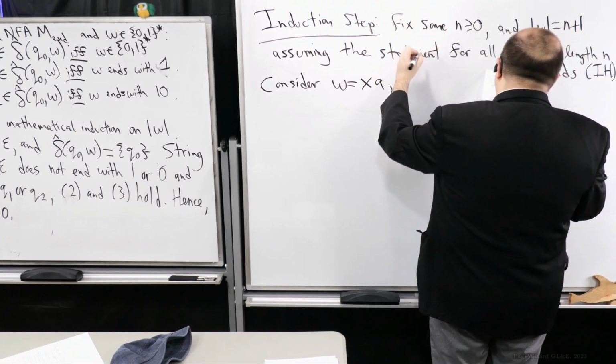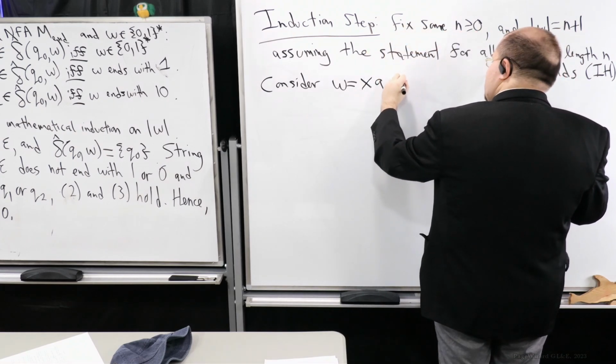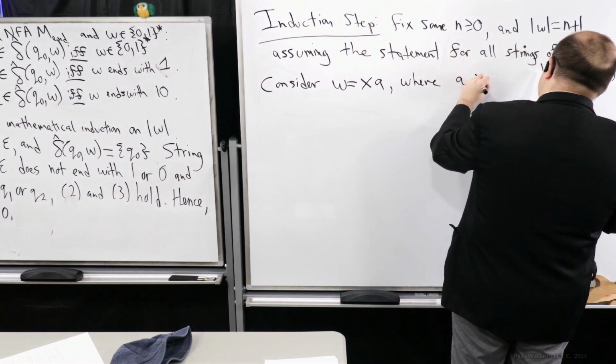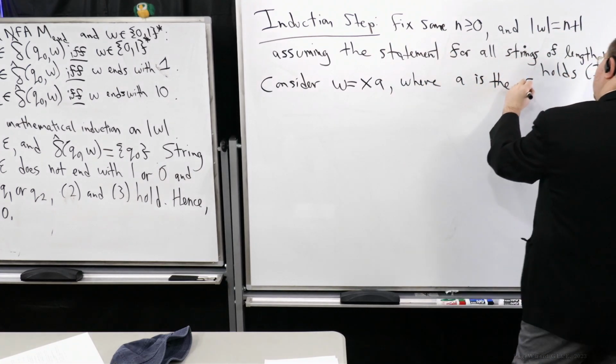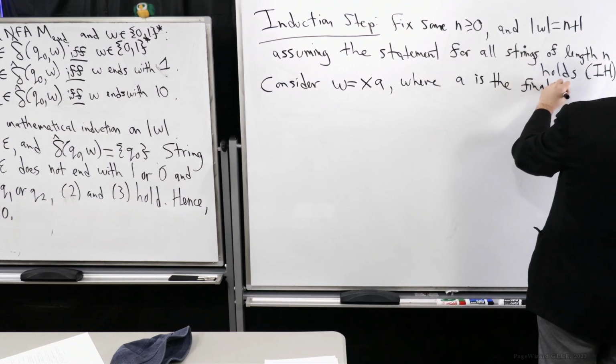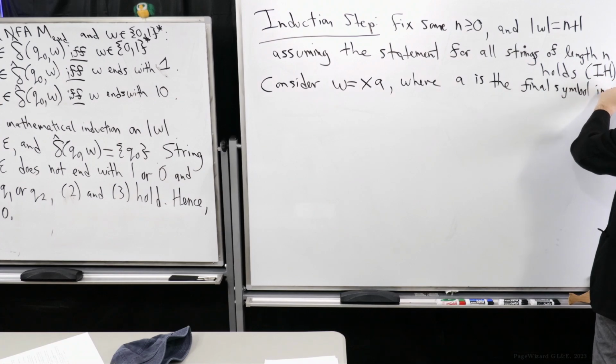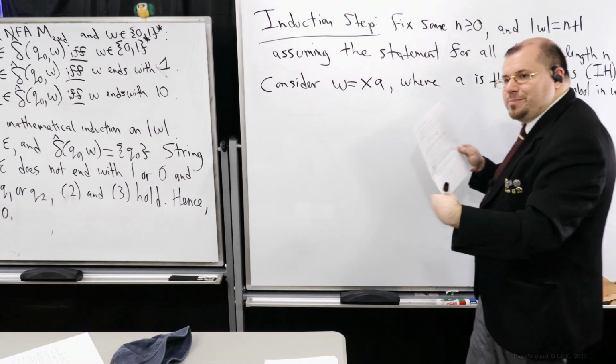So, where a is the final symbol in W, presuming that x is everything but the last symbol.